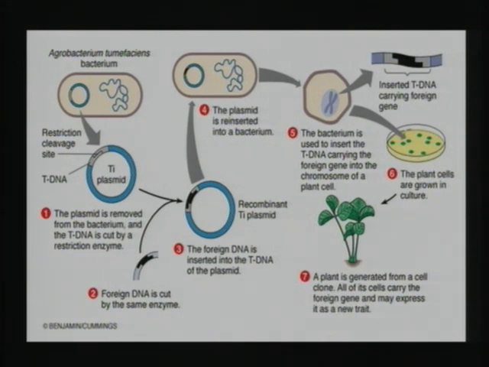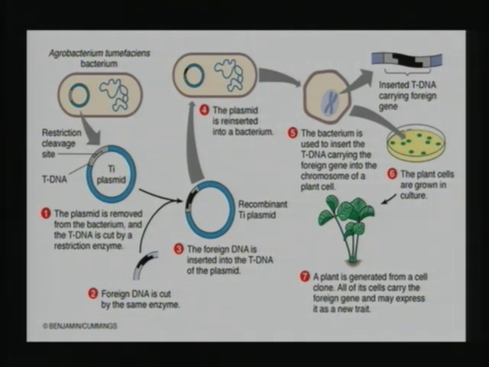How it can be used for manipulation of the plants. As we have seen, or as we are observing in the diagram, from the Agrobacterium tumefaciens bacteria, the Ti plasmid is isolated, and in this Ti plasmid the gene of interest, which may be of another plant, is inserted. Then it is again sent back into the bacterial cell. Which bacterial cell? The same, Agrobacterium tumefaciens.